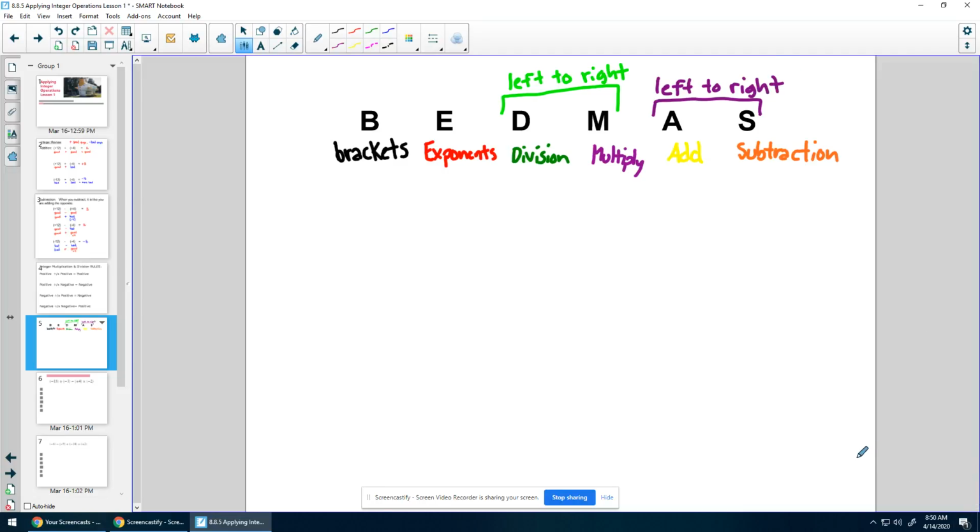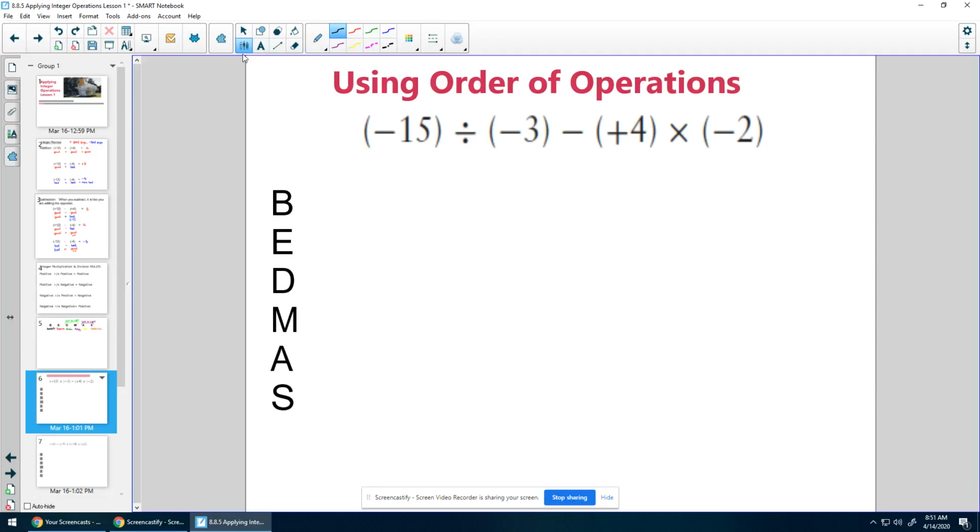Okay, so we're going to do some examples here. Using order of operations, can we solve negative 15 divided by negative 3 minus positive 4 plus, minus positive 4 times negative 2. So first thing, we have BEDMAS written on the side to make it easier for us. I always recommend writing BEDMAS up on the top of your page so you can always refer to it so you don't skip a step.